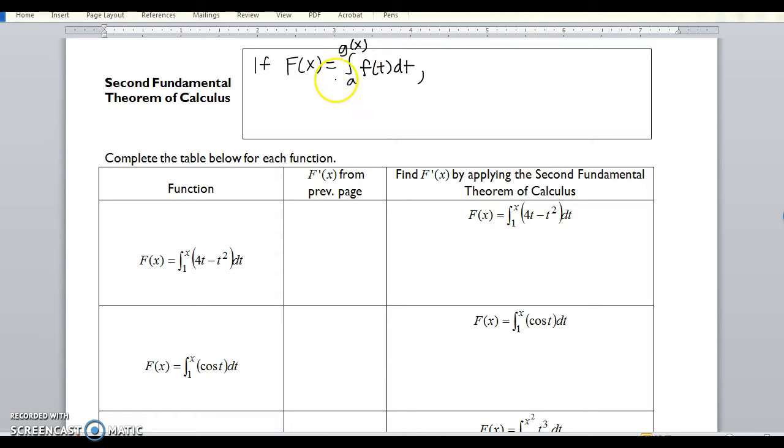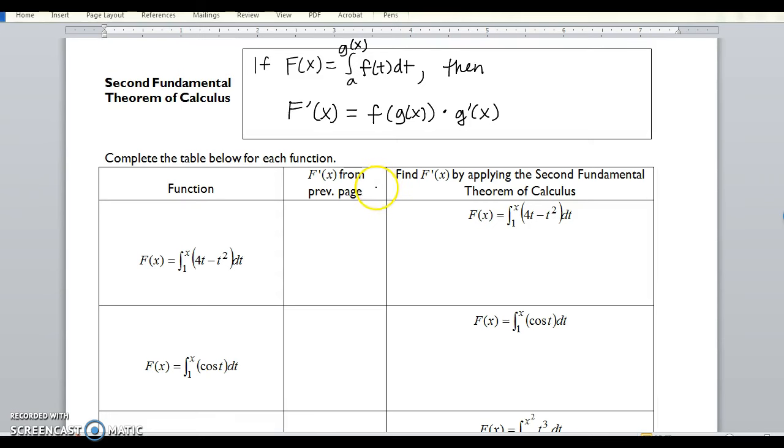A is the constant. It could be any constant you want. G of x is just some variable form of x. It could be x, it could be x squared, it could be 3x, it could be any function of x. Then big F prime of x is equal to f of g of x times g prime of x.